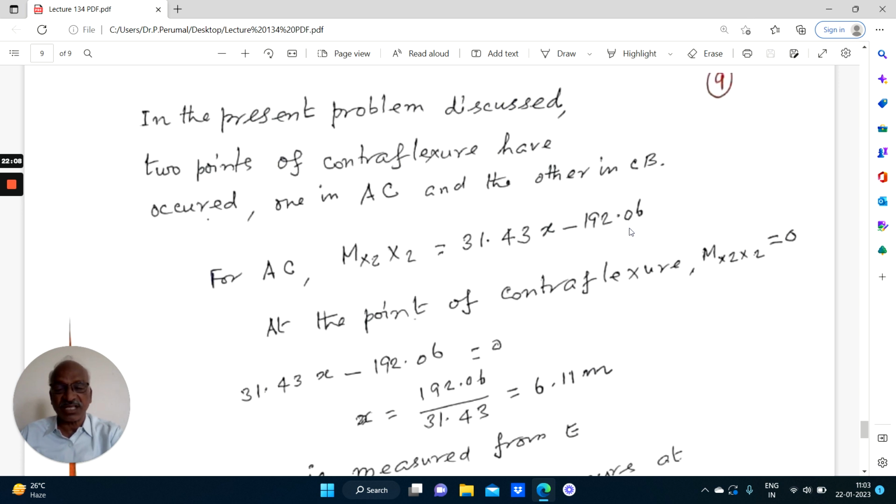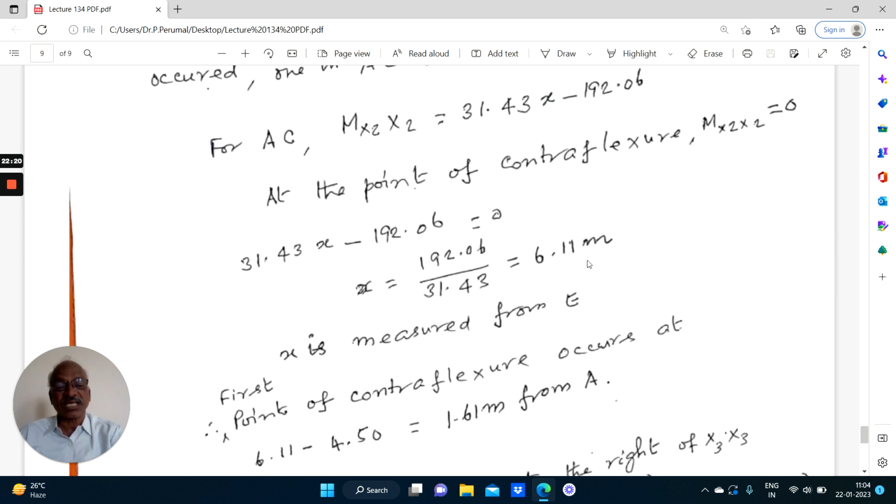Just now we have seen the equation. At the point of contraflexure, Mx2 equals 0. So 31.43x minus 192.06 equals 0. That gives x1 equal to 6.11 meter. Now in this case, x is measured from the left free end E. So from the point A, the first point of contraflexure occurs at 6.11 from E minus 4.5. 4.5 is the overhang distance.